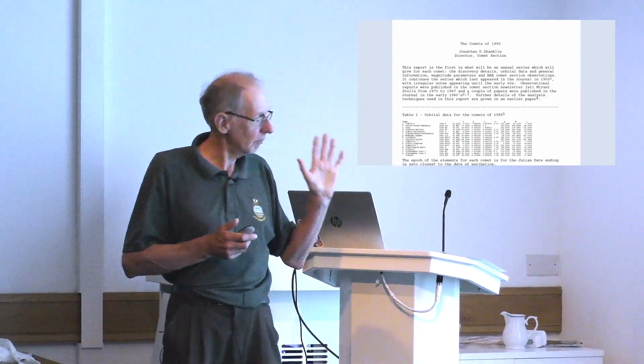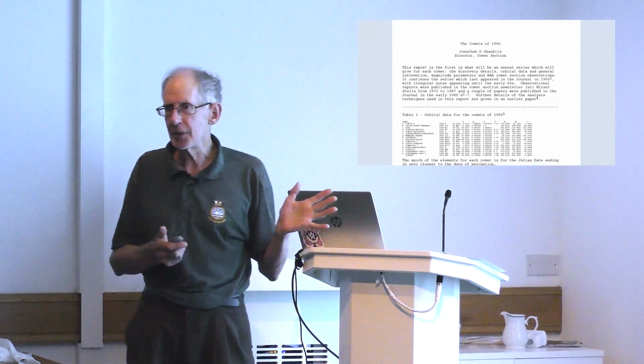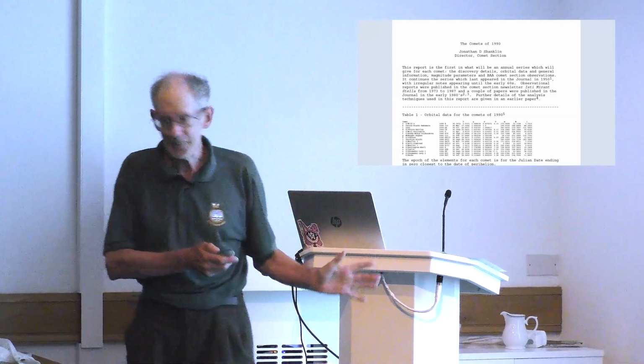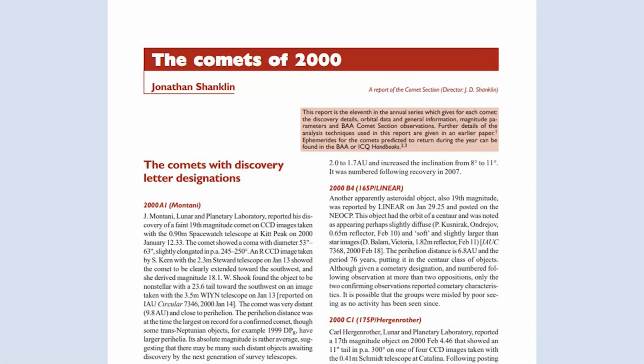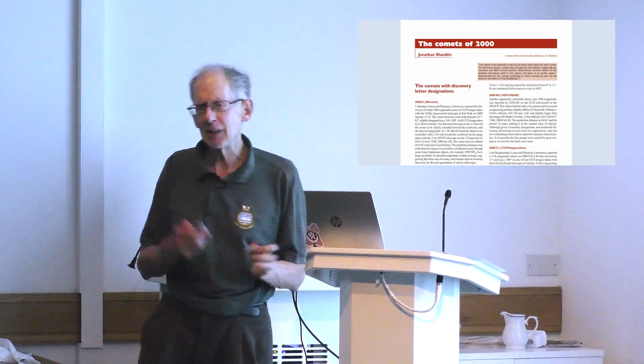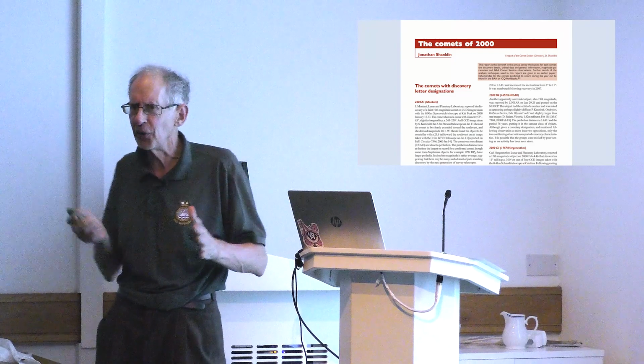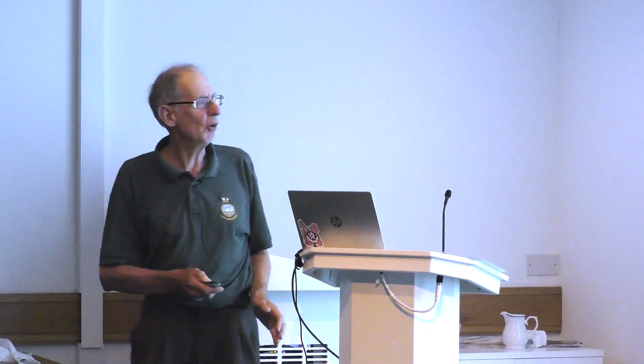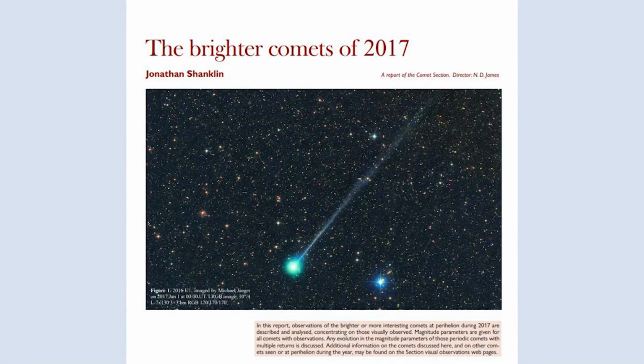Originally, I described every single comet of the year because there weren't that many. However, with time, the numbers have increased. And in 2000, there were really quite a lot of comets being discovered. And today, there are not quite hundreds of comets every year, but well, there are if you count the SOHO ones, but there are an enormous number. So the more recent papers really concentrate on the brighter comets of the year.